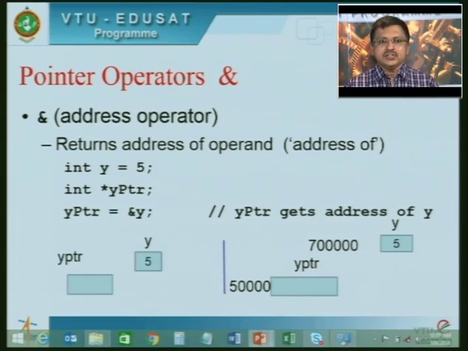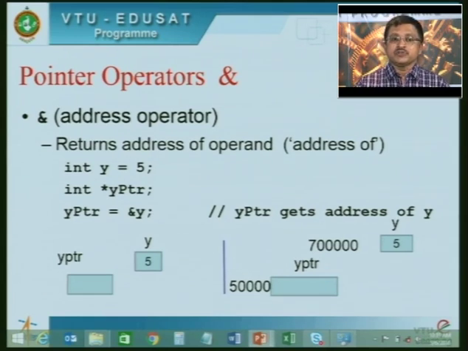So, after the declaration, when you say integer star y pointer, that is exactly what the machine does. You have a y pointer which is a storage, okay, and what is in that storage we do not know, because we have not yet assigned. And then 50,000 is the address of the memory location of y pointer. Okay, please be very clear, 7 lakh is the address of y, 50,000 is the address of y pointer.